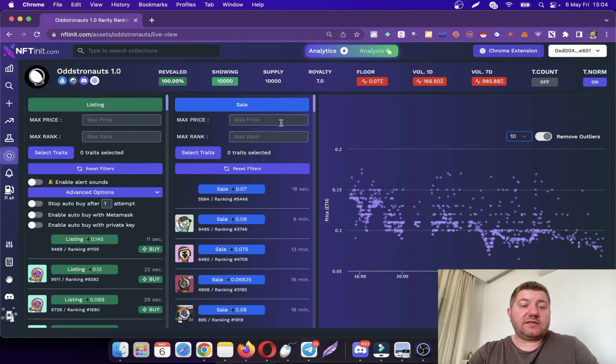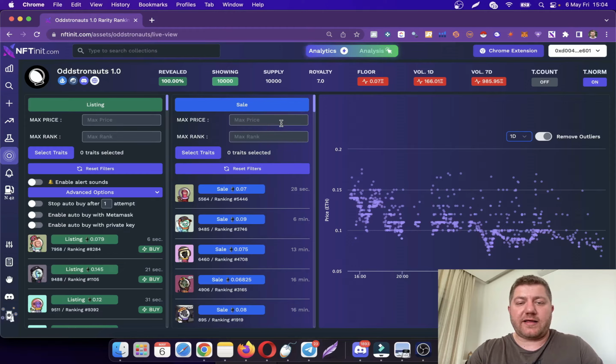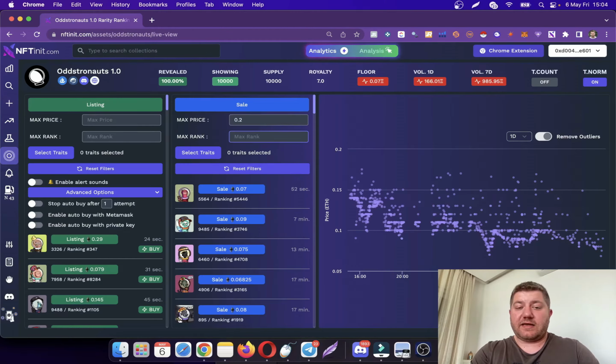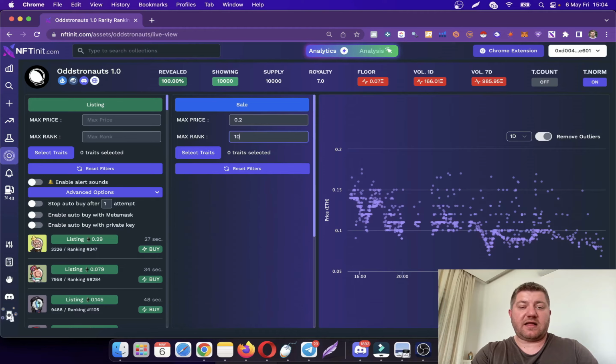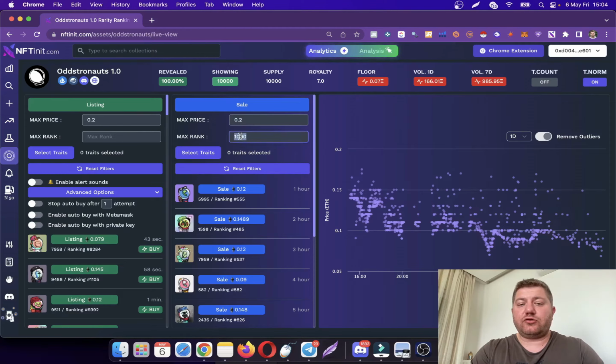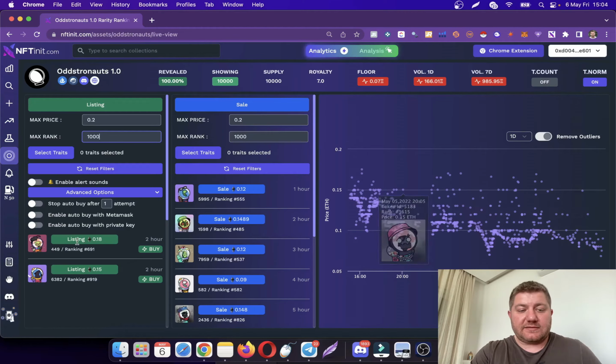And actually, you can enter your filters. I'm going to explain this more in depth in the upcoming videos where I explain auto purchasing and auto buying. However, if you want to see the graph on the right side, you can also enter your max price on this page. Let's assume my max is 0.2, and then you can enter your max rank, let's say 1000. If anything gets listed or sold, it will show up here. It is not going to change the view on the right side. However, you will see the listings and the sales in these two respective panels.